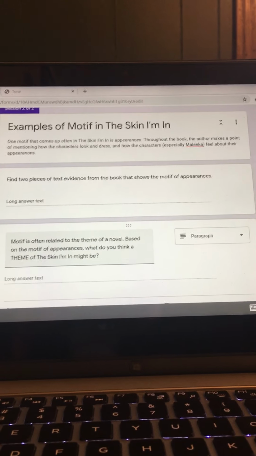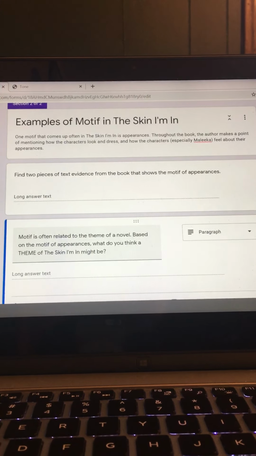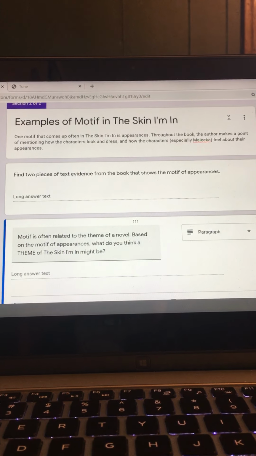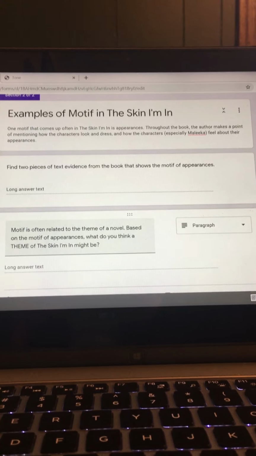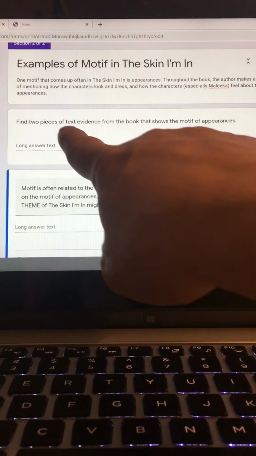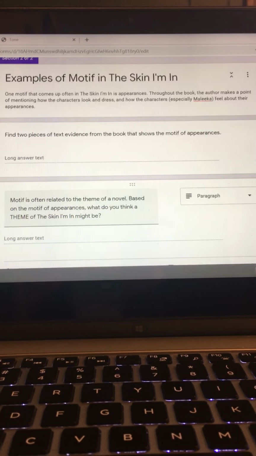One motif that comes up often in The Skin I'm In is appearances. Throughout the book, the author makes a point of mentioning how the characters look and dress and how the characters, especially Malika, feel about their appearances. You need to find 2 pieces of text evidence from the book that show the motif of appearances.